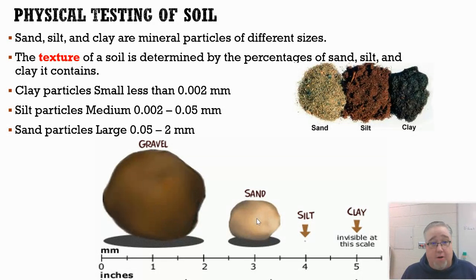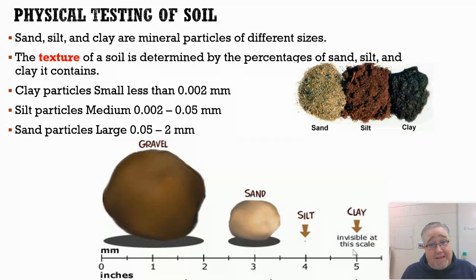But sand particles are fairly large. They're greater than 0.05 millimeters. They get up to maybe 2 millimeters in diameter, or length or width or whatever. But they're the largest of the three. Then we have our silt particle, which is much smaller. You kind of see the comparison there as far as size goes.